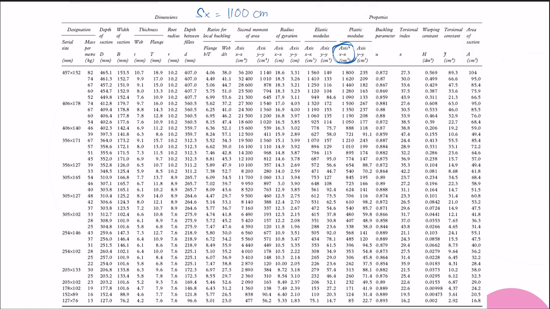centimeter cube. Okay, what we can do is find an Sx value that is slightly bigger than the value we calculated. So one of them perhaps I can choose is this one. This section is 356.171.67. Or I can choose this one, 1190.